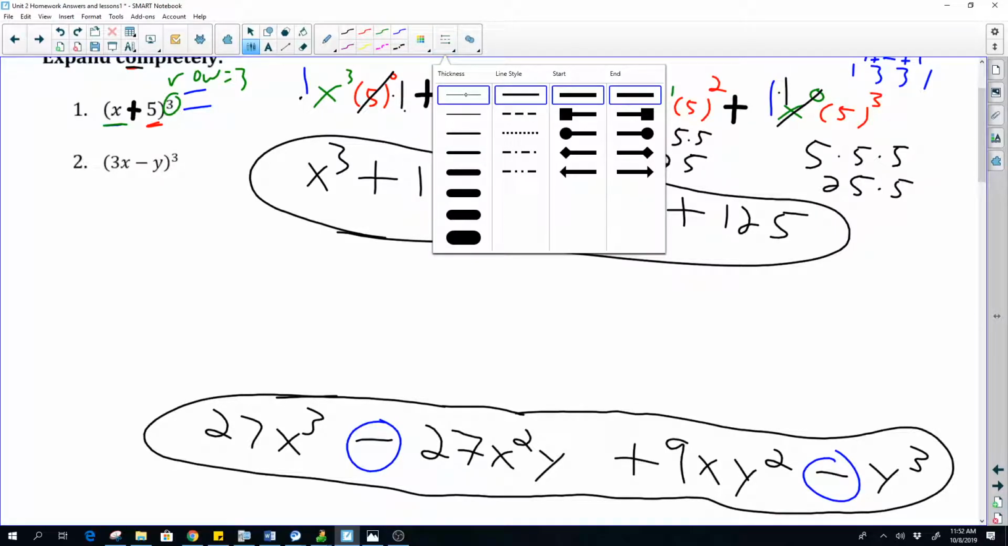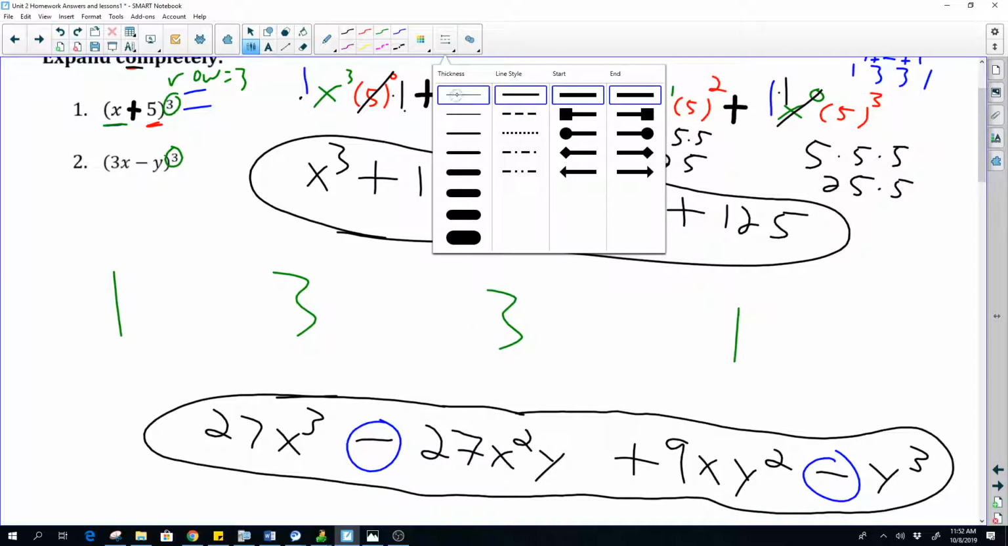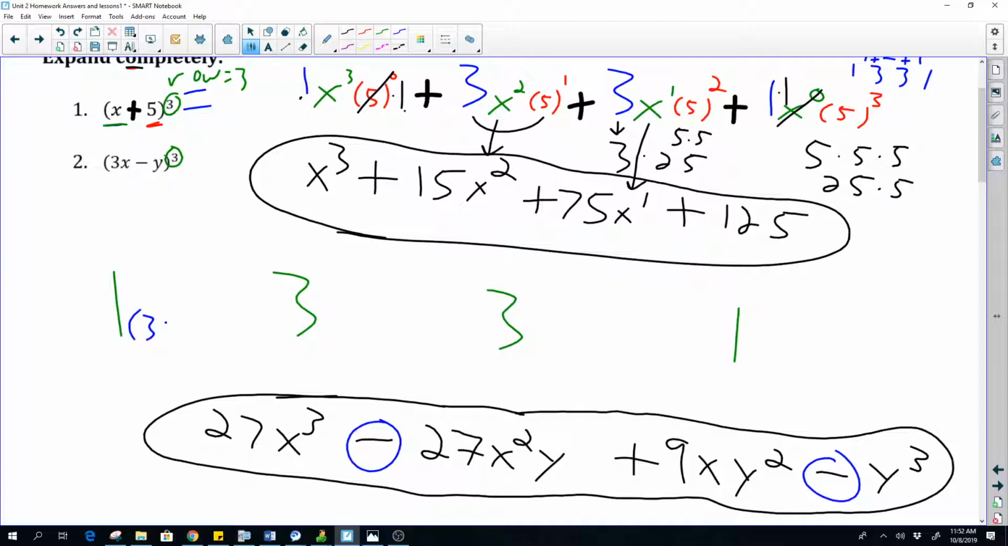Excellent. So again, we use row 3, which again is 1, 3, 3, 1. And then we take that first term, which is 3x, and we write it everywhere: 3x, 3x, 3x, 3x. Then we do the powers next. The powers start at 3, because it's row 3: 3, 2, 1, 0. Remember this? You're getting the hang of it?